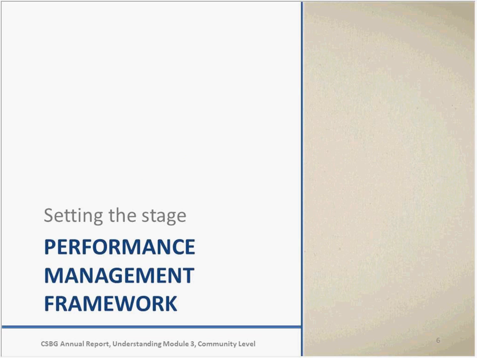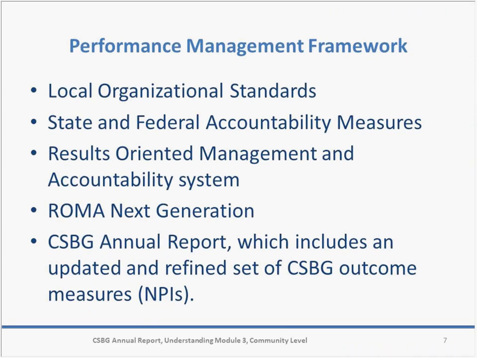Sure, thanks. This is just to give some background, and those of you who have been participating in this presentation so far have seen some of this, but it's always important to reemphasize that Module 3 is part of an overall effort to improve our performance management framework for CSBG. This multi-tiered framework begins with local organizational standards, and it includes state and federal accountability measures. What we're working on here is the results-oriented management and accountability system, the work we're calling ROMA Next Generation. The report includes updated and refined outcome measures, or NPIs, both individual and family level, which is what we've been talking about the last couple of weeks of webinars, and community level, which is what we're talking about today.